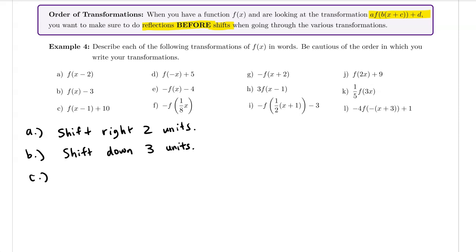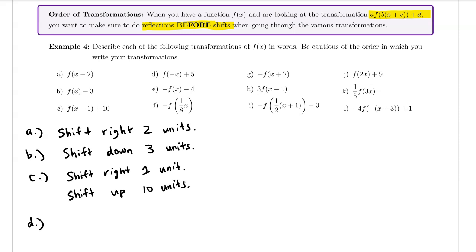Part C, we have two different transformations. We have the minus 1 on the inside of the parentheses. That's going to be a shift right 1 unit. And then the plus 10 on the outside of the parentheses is going to be a shift up 10 units.